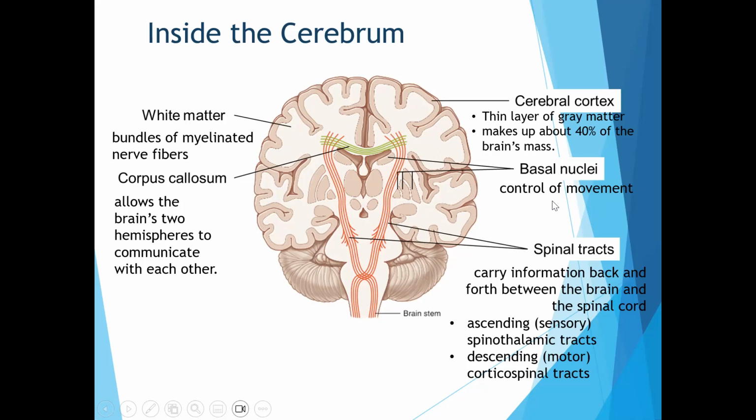The basal nuclei, they help with control of movement. And so they sit right here, kind of close to the corpus callosum on either side of the brain. And then remember our spinal tracts we talked about in the spinal cord section. So we have ascending tracts that carry sensory information, and we have descending tracts that carry our motor information.